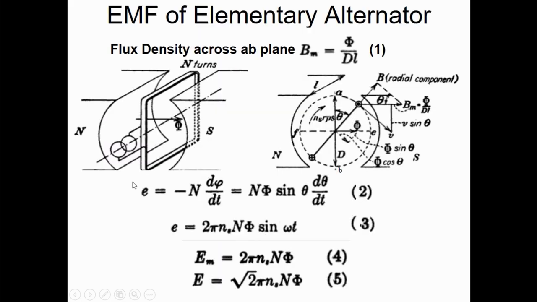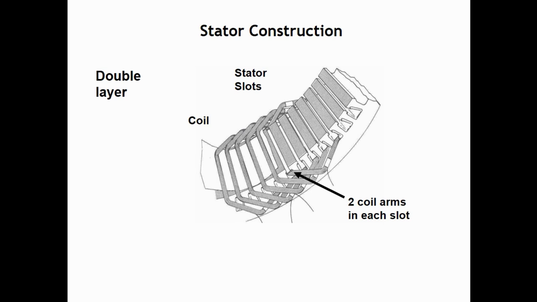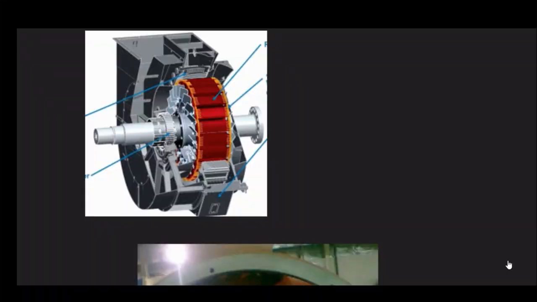Okay, so I'll get back to you once again on how these things vary. So this is our machine structure. You can see that if we take a cut model of our laboratory machine, it will look like this, right? Here you can see this part is the outer structure of the machine. This is the stator winding. This is our rotor. This is an example of a cylindrical rotor machine.